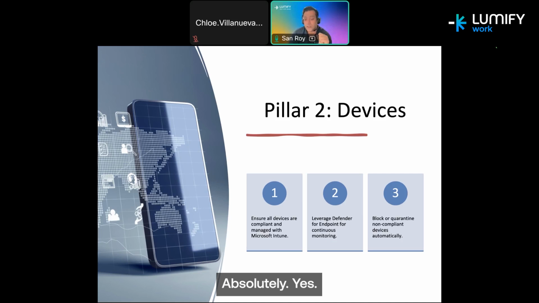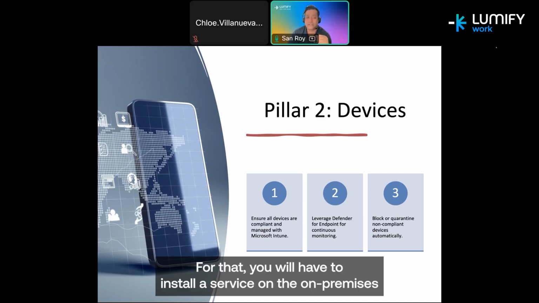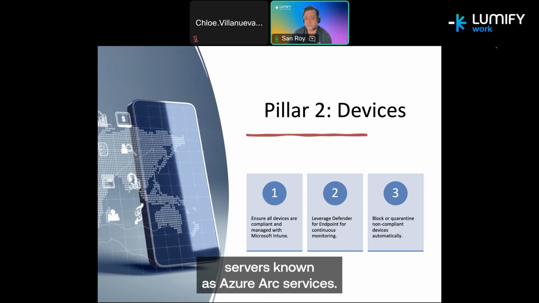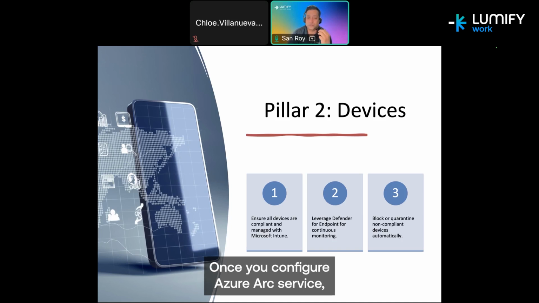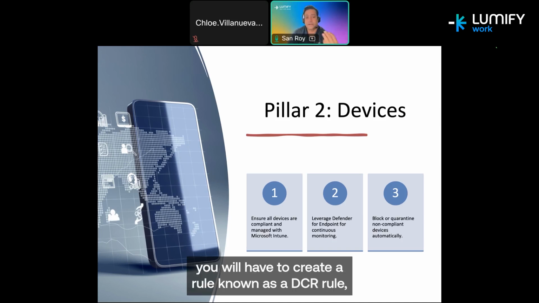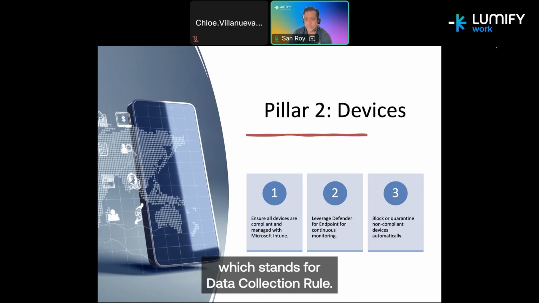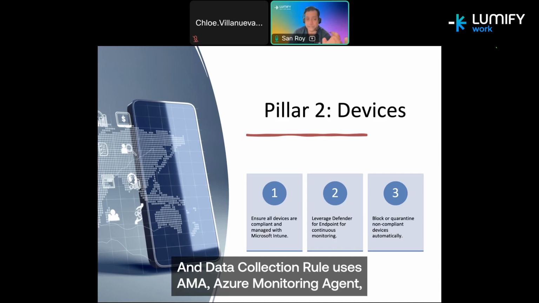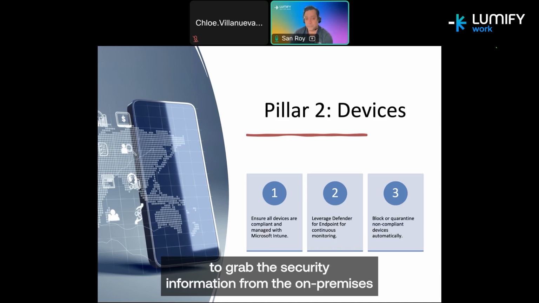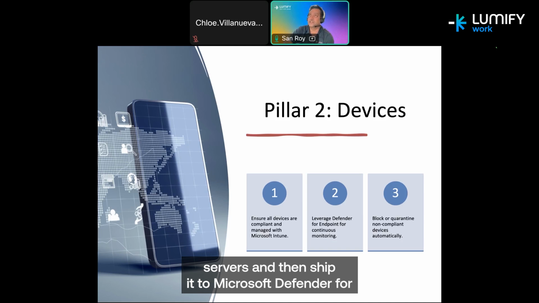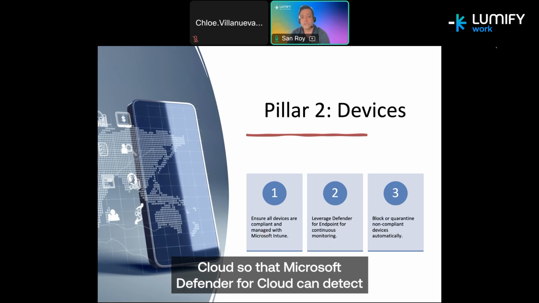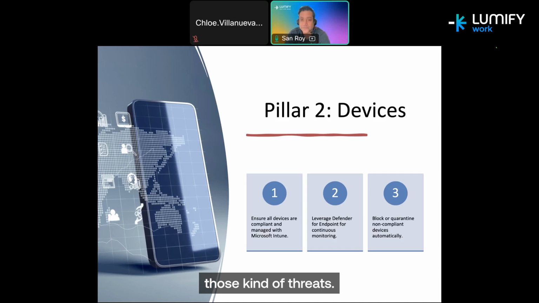Absolutely, yes. For that, you will have to install a service on the on-premises servers known as Azure Arc services. Once you configure Azure Arc service, you will have to create a rule known as a DCR rule, which stands for Data Collection Rule. And the data collection rule uses AMA, Azure Monitoring Agent, to grab the security information from the on-premises servers and then ship it to Microsoft Defender for Cloud so that Microsoft Defender for Cloud can detect those kind of threats.